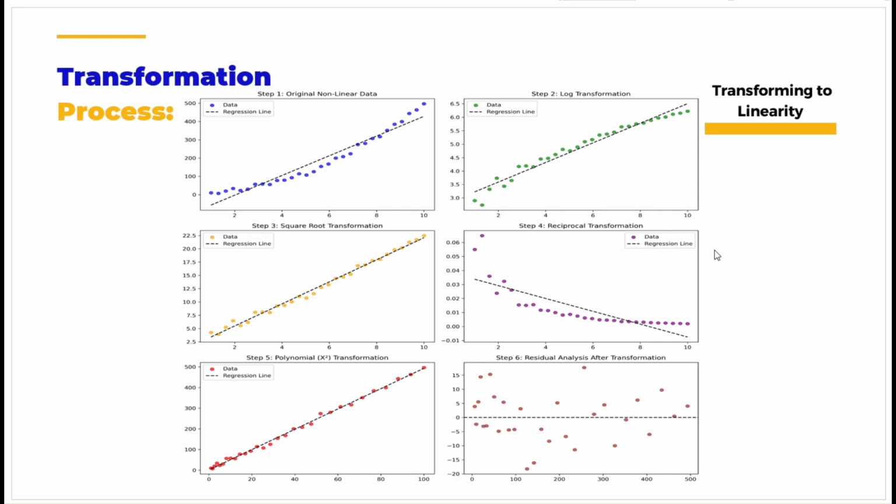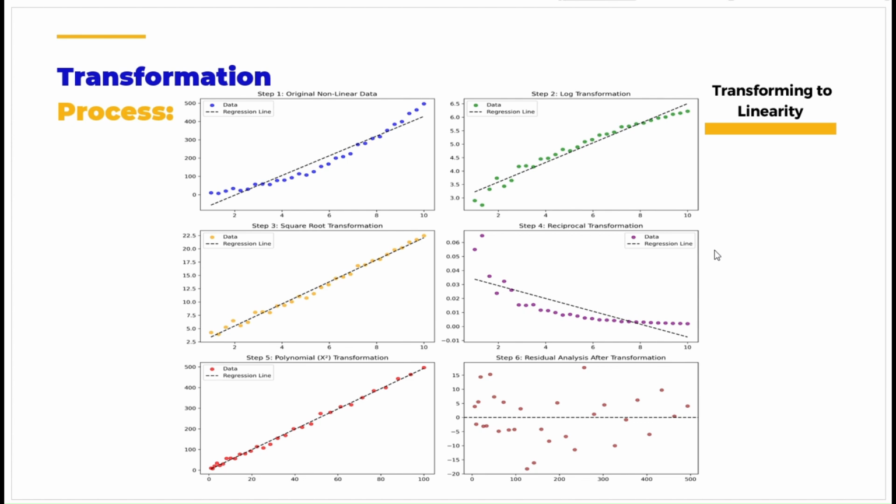Now this is the next slide of the transformation process. Here we can see various steps. In step one, what we are seeing is our original non-linear data, and in step two there is log transformation, square root transformation in step 3, reciprocal transformation in step 4, polynomial transformation in step 5, and in step 6 there is finally residual analysis after transformation.